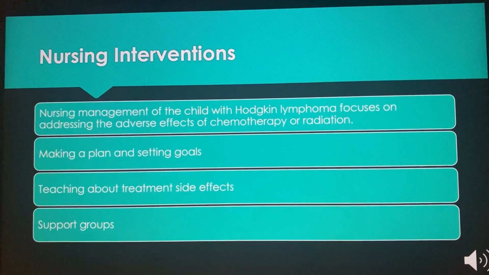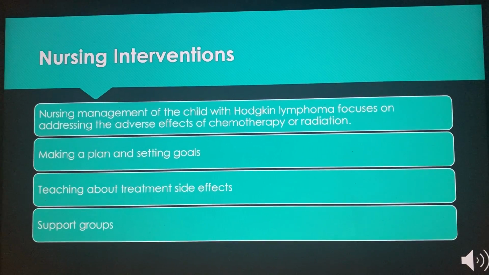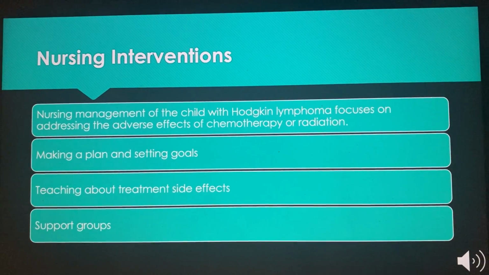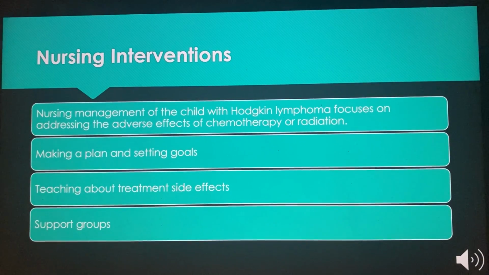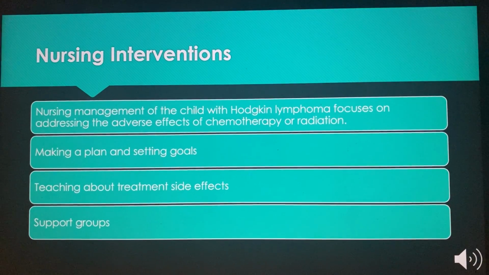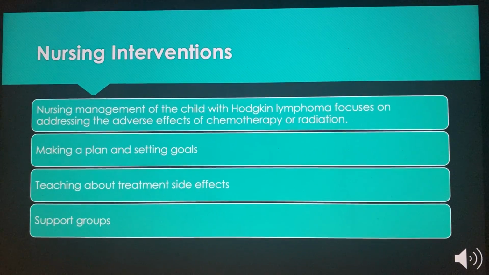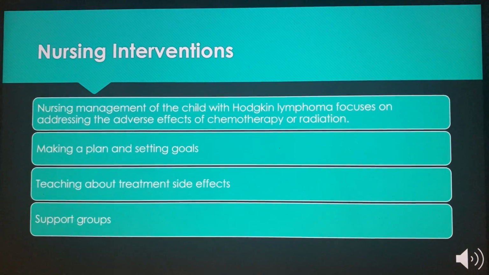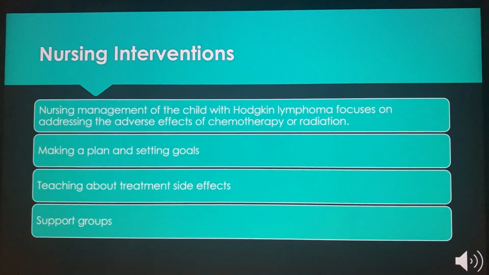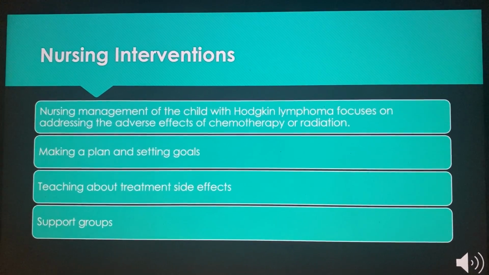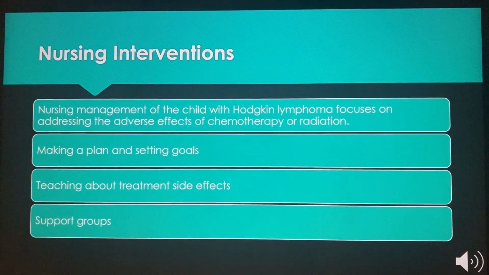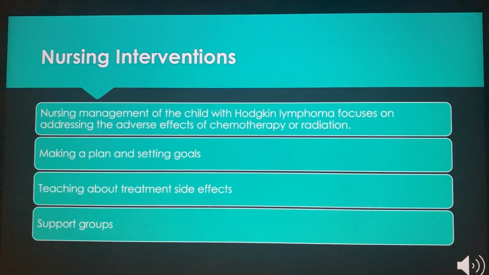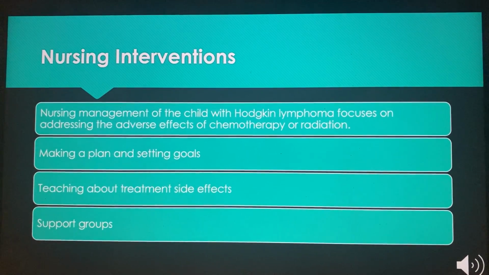As a nurse, it is very important that we care for our patients, regardless of their situation, especially with children with this disease. You are going to want to manage the child with Hodgkin's lymphoma by focusing and addressing the adverse effects of chemotherapy or radiation. Also, you want to make a care plan. So making a plan and setting goals with the patient and the parents, that way they can get through this tough time. Teaching about treatment and side effects of the treatment.